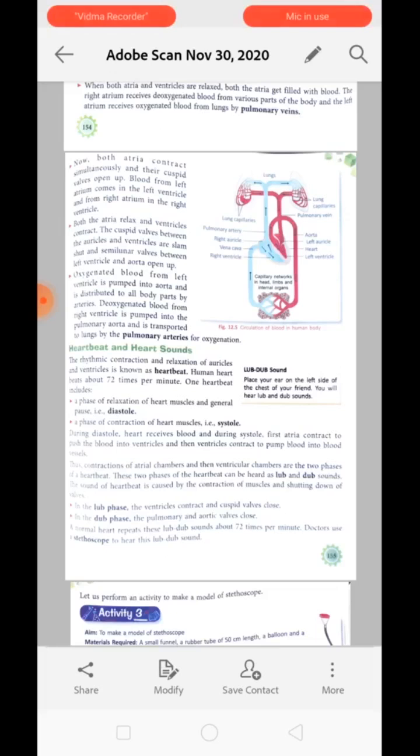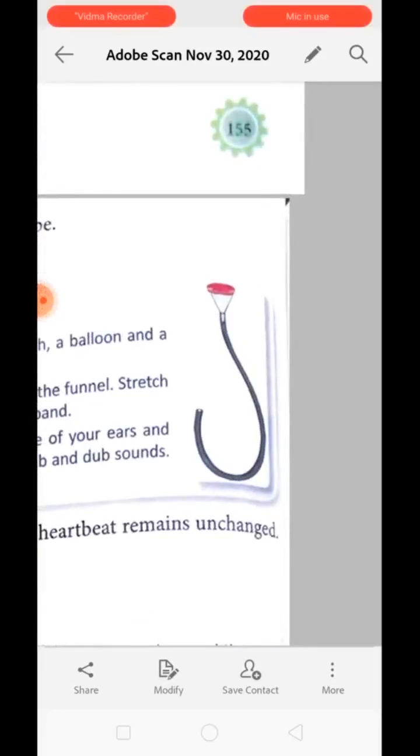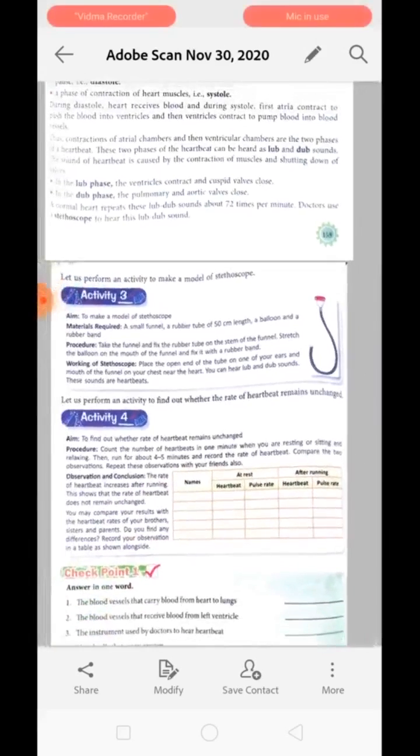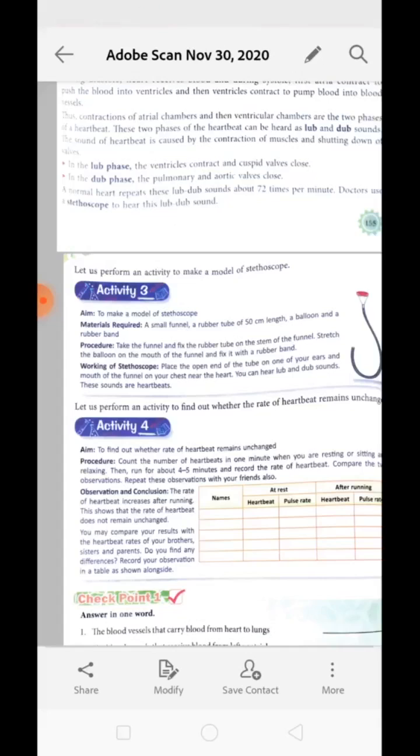Doctors use a special instrument called a stethoscope to hear the lub-dub sound. You can also use a stethoscope to hear it, and we can also make one on our own. In activity 3, the process of making a stethoscope is discussed. To perform this activity, we need a small funnel, a rubber tube of 50 centimeter length, a balloon and a rubber band.